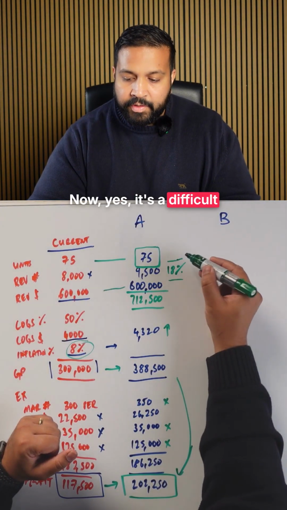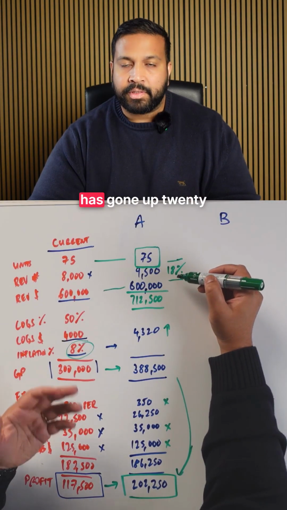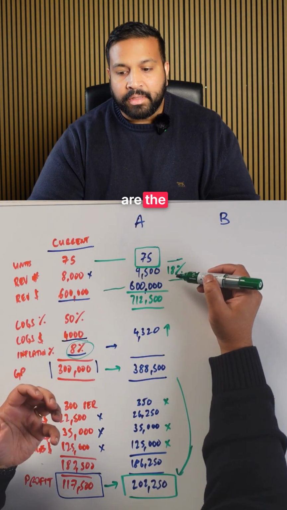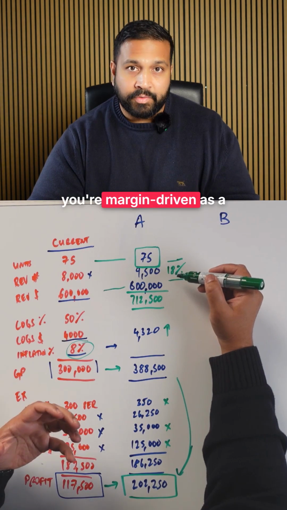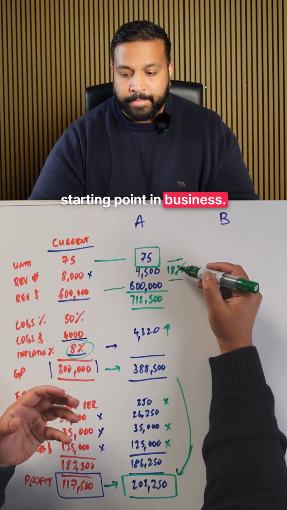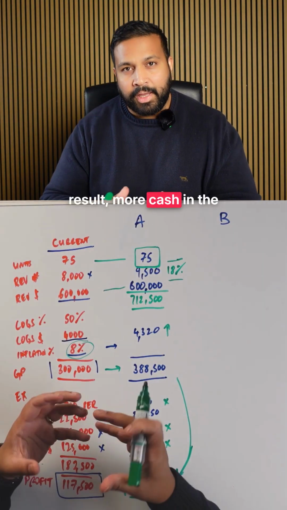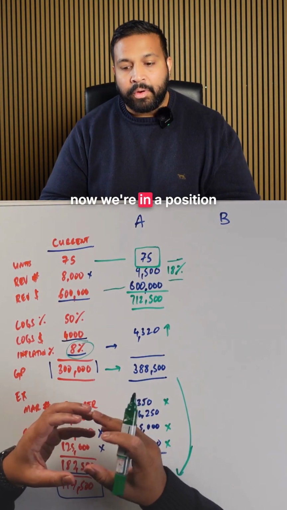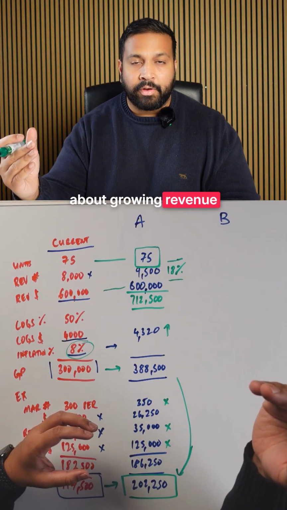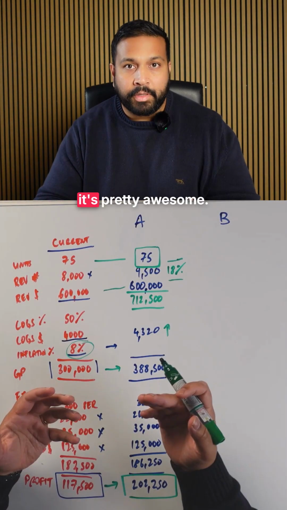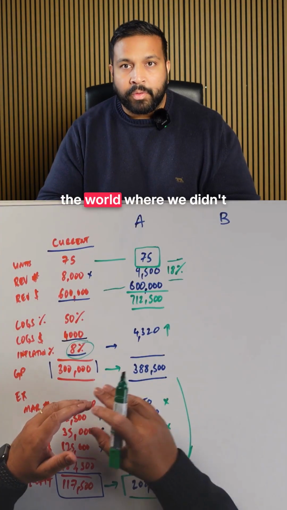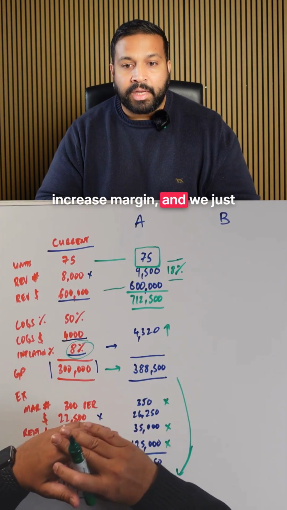That is a huge increase in profit, in cash in his business for not doing more units. Now, yes, it's a difficult journey to convince someone that your pricing has gone up 20%. But these are the things that you can do when you're margin driven as a starting point in business. The difficult journey has delivered a great profit result, more cash in the bank for safety. And now we're in a position where if we want to think about growing revenue on a better margin base, it's pretty awesome.